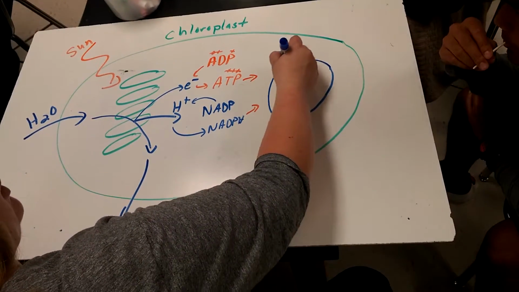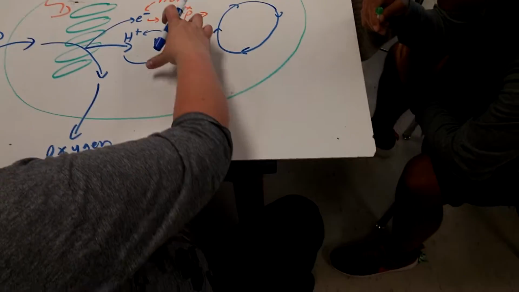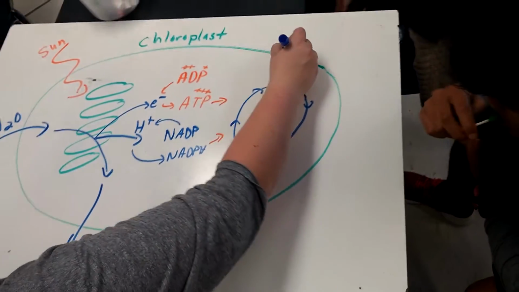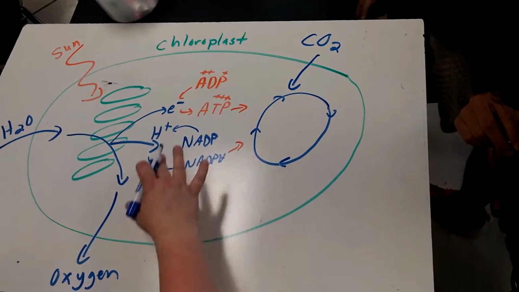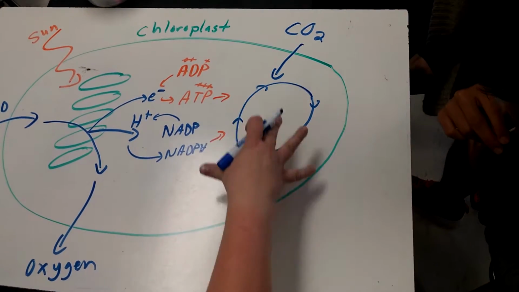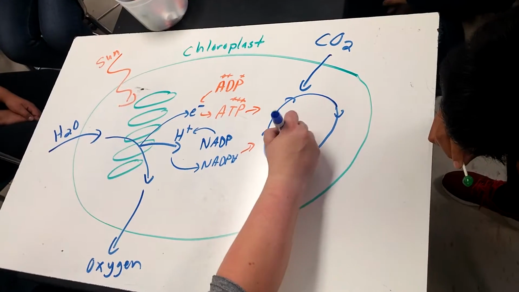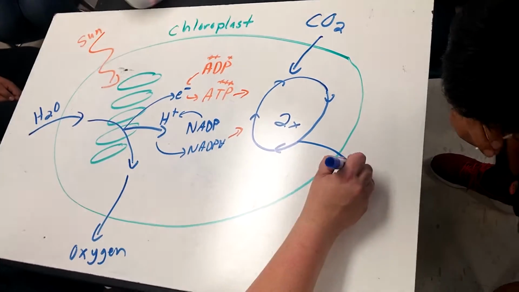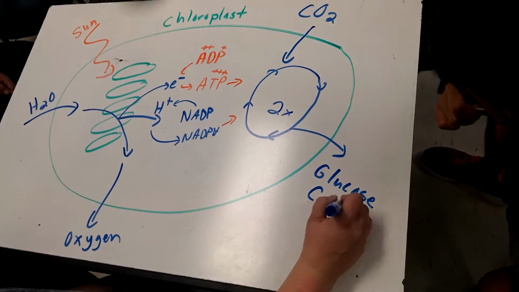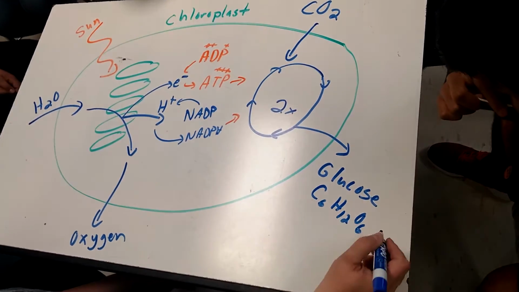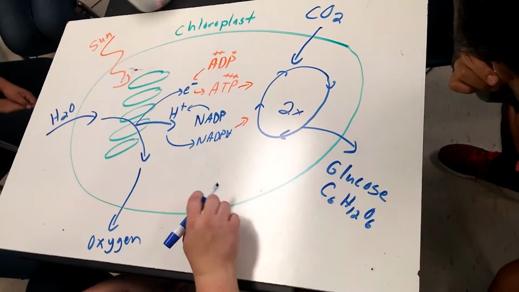And we're going to do this cycle that goes around and around and around. What happens is the energy is going to take some carbon dioxide from the air and put it together in a series of steps. So it's going to put it together, break it apart, put it together, break it apart. And in the end, after going through 2 times, we're going to end up with glucose, which is our sugar, C6H12O6. Okay? Calvin cycle. Oh, yeah, that's Calvin cycle.